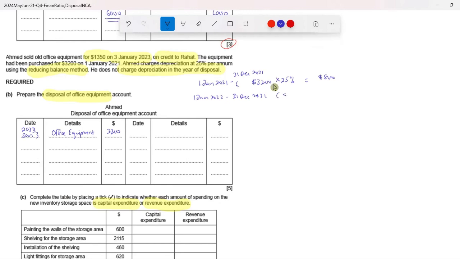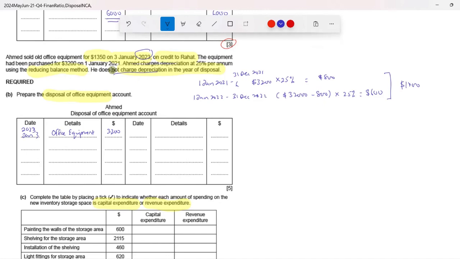In the following year, 1st January 2022 until 31st December 2022, this equipment will continue to be depreciated using the reducing balance method. That means we take the cost minus the previous year's depreciation, then multiply by the depreciation rate. So for year end December 2022, the depreciation will be the 600 depreciation here. So the total depreciation until 31st December 2022 is 1,400, right? When this particular old equipment is disposed of on 3rd January 2023, there's no depreciation charge, right? So this total depreciation is in Ahmad's record.